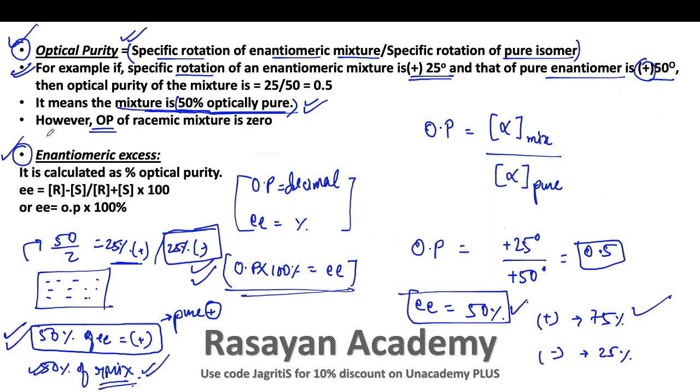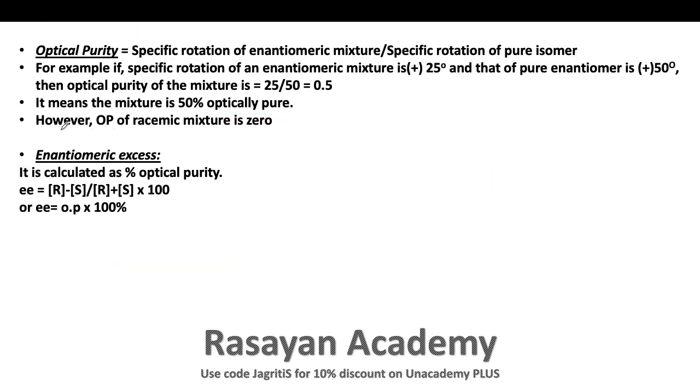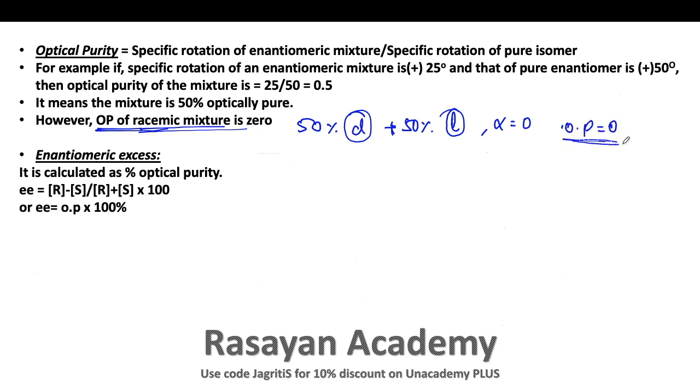Also, I have made you understand that the optical purity of a racemic mixture is going to be 0, because there you will have 50% of the D enantiomer and 50% of the L enantiomer. So the optical rotation is going to cancel out. So the optical purity will also be 0, and the enantiomeric excess is also 0. So the optical purity of a racemic mixture is 0. Now the same thing, the enantiomeric excess is calculated as percentage optical purity. I just told you optical purity into 100% gives you enantiomeric excess.